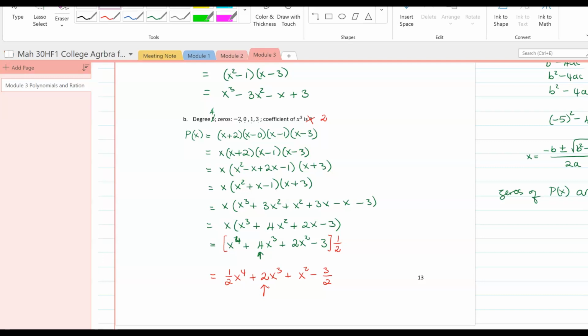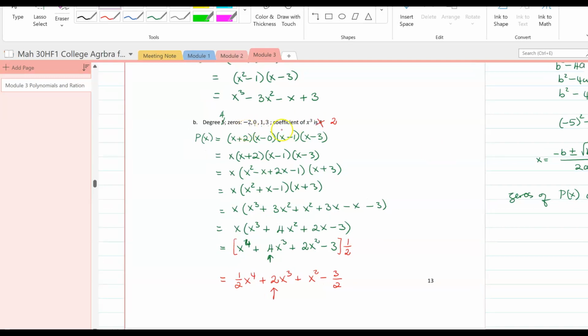So again, we start with finding the polynomial, then we will adjust the coefficient in the end as we want.